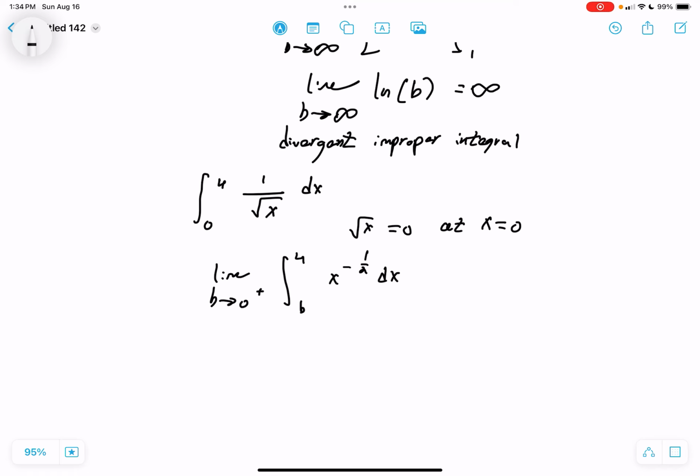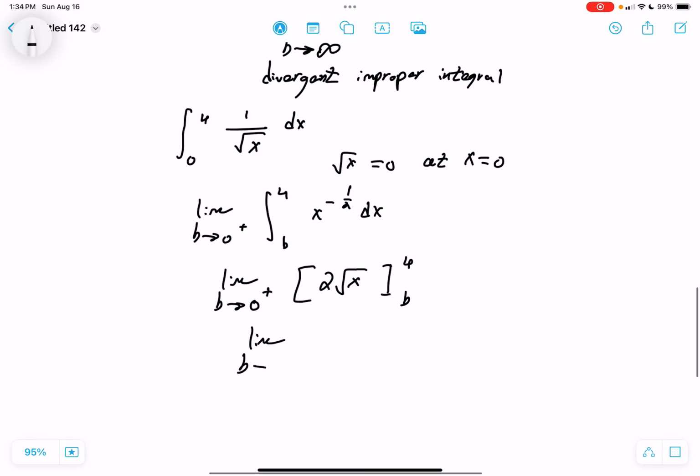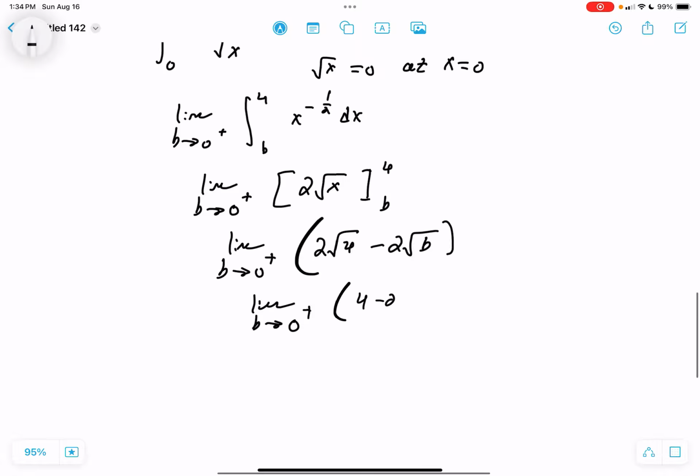Now, when I take the integral, this is going to be the limit as b approaches 0 from the right of 2 root x from b to 4. And now I'm going to get the limit as b approaches 0 from the right of 2 root 4 minus 2 root b. And this is going to be the limit as b approaches 0 from the right of 4 minus 2 root b.